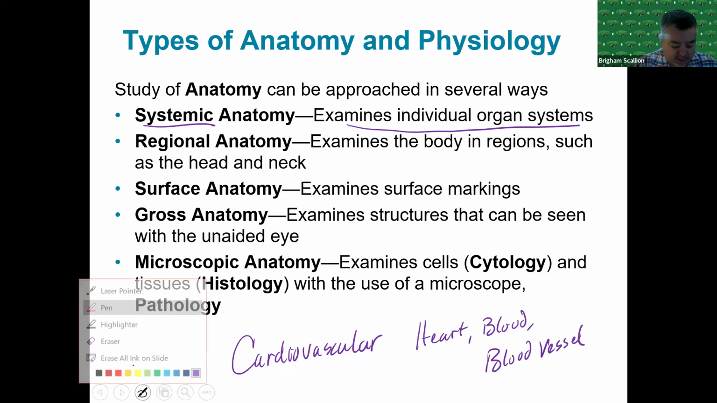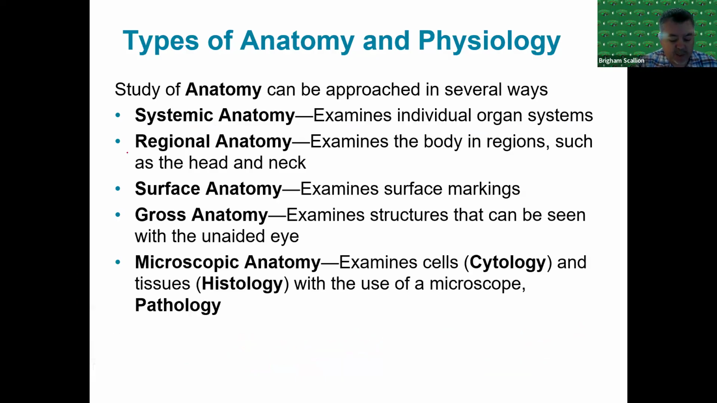We can also study the anatomy by studying regional anatomy. This will examine the anatomy of the body regions, such as the head and neck. This is done quite often in anatomy and physiology courses, where we are studying just the head and neck. In medicine, they study otolaryngology, where the head and neck physicians are specialists in the anatomy of the head and the neck. So that's studying the body region.